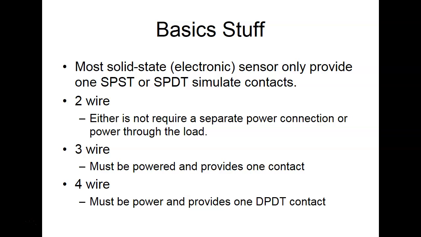So, basic stuff. Most solid-state electronic sensors only provide a single pole, single throw, or single pole, double throw simulated contact. So we don't actually have a contact in our solid-state sensors. They either use transistors to switch things on or off, or they use triacs or SCRs or some electronic device that switches these things. Usually that's transparent to you, because all you're looking for is that contact to do a close or a contact open. So either the current goes through or it does not get through.